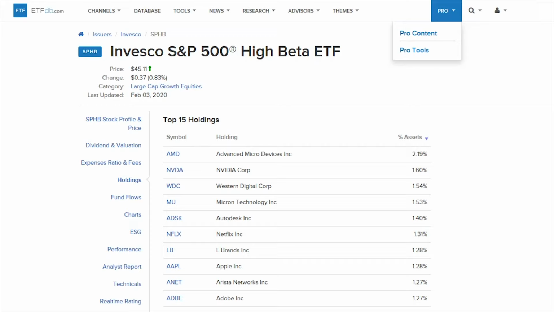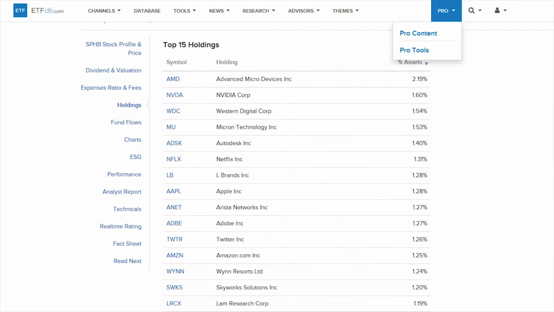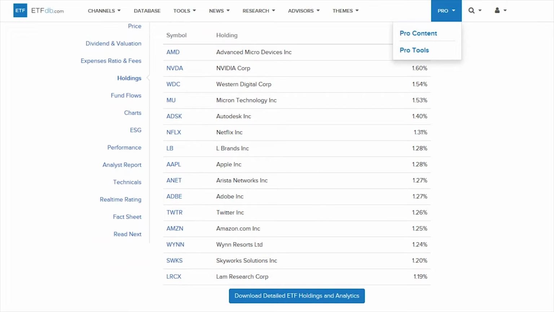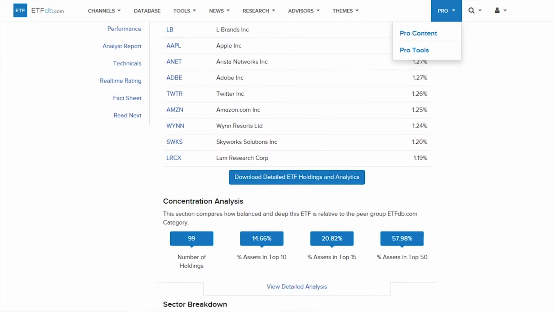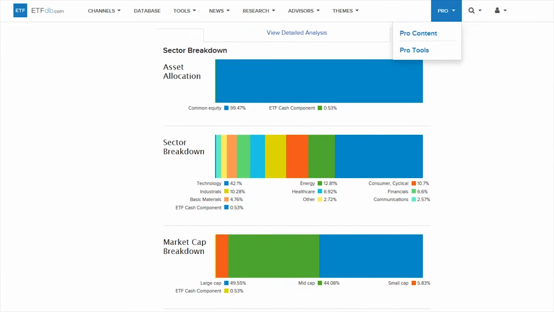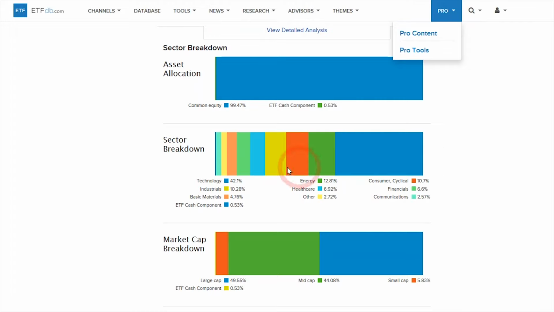And this is the Invesco High Beta ETF, SPHB. And if you look at the top holdings, just what you would expect, AMD, NVIDIA, Western Digital, Micron. I mean, those are some high volatility, high risk stocks. And you go a little bit further down, and you can see we've got Adobe and Twitter and Amazon. So this is looking more like it. And then we look at the sector breakdown, and we can see technology, 42%.